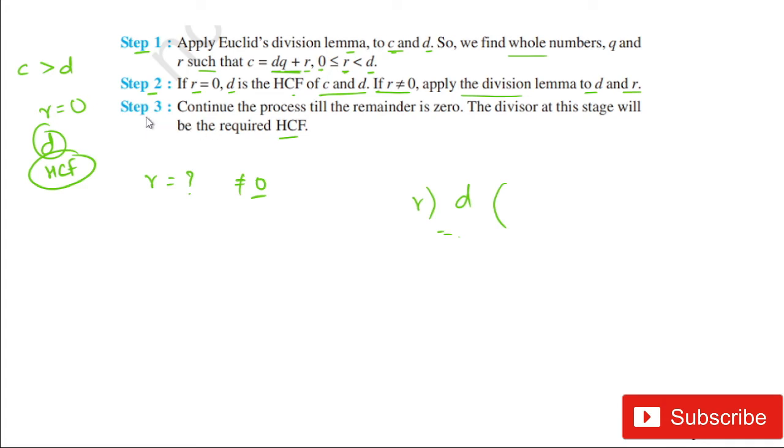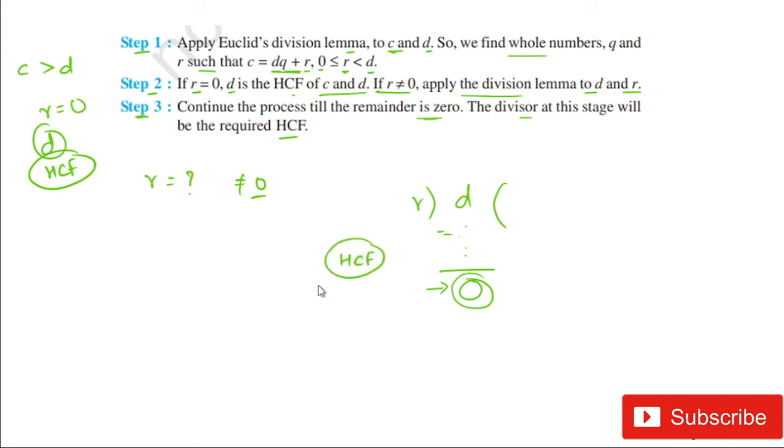And now the next step, step 3: continue the process till the remainder is 0. After that we'll find something, and at the last we'll find the remainder is 0. Then the value of the divisor at this stage will be the HCF. So the last divisor will be the HCF.